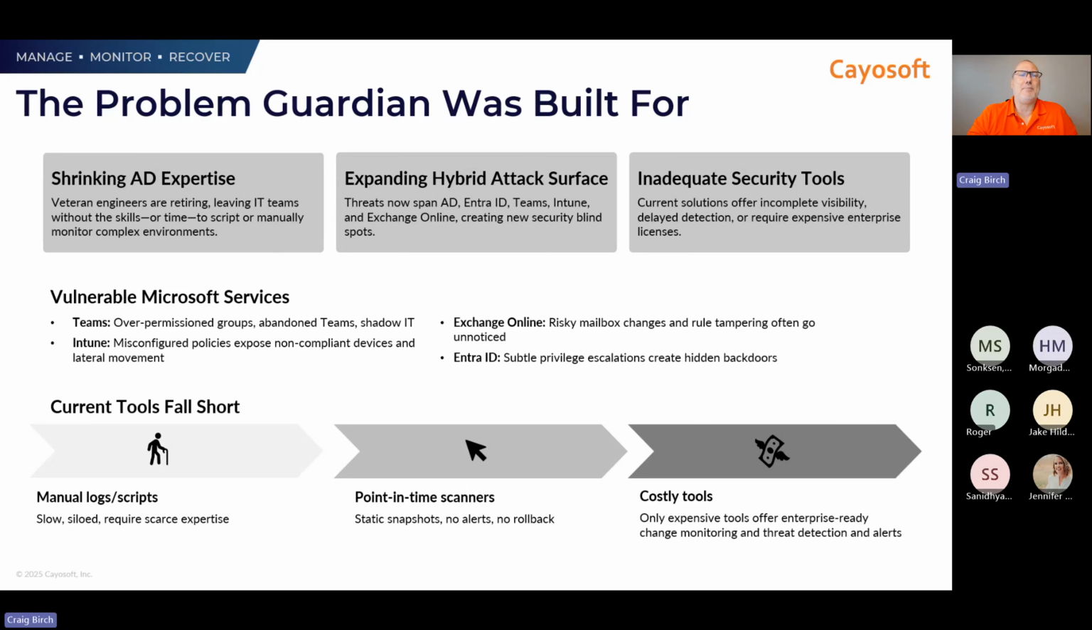But we also saw an expanding attack surface, more than just Active Directory, more than Entra ID. Microsoft Teams has been under attack. Exchange Online has always been under attack. So the modern day attack surface has expanded, and we needed a solution that goes beyond just Active Directory and basic Entra ID hygiene. We also found that there are some tools out there, but because of the lack of real-time monitoring capability, we felt they were inadequate for organizations.